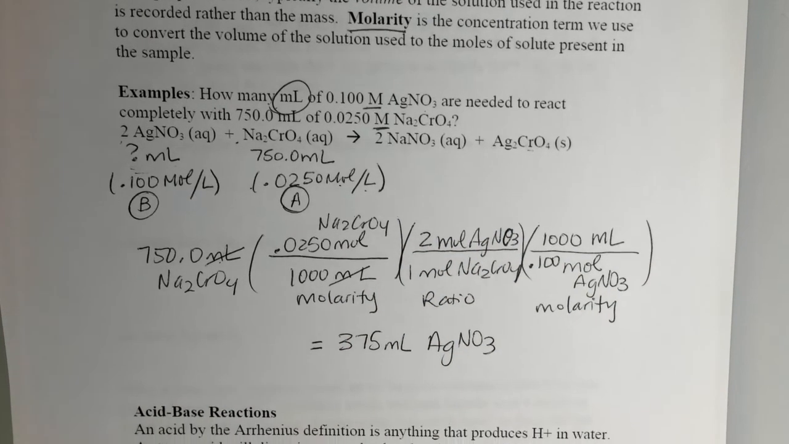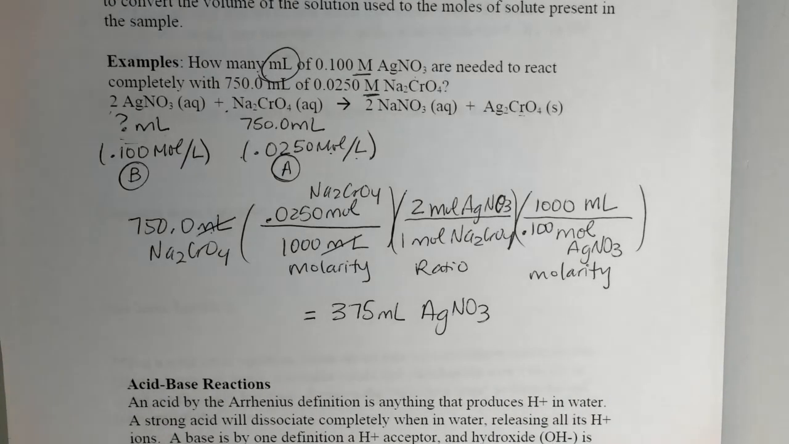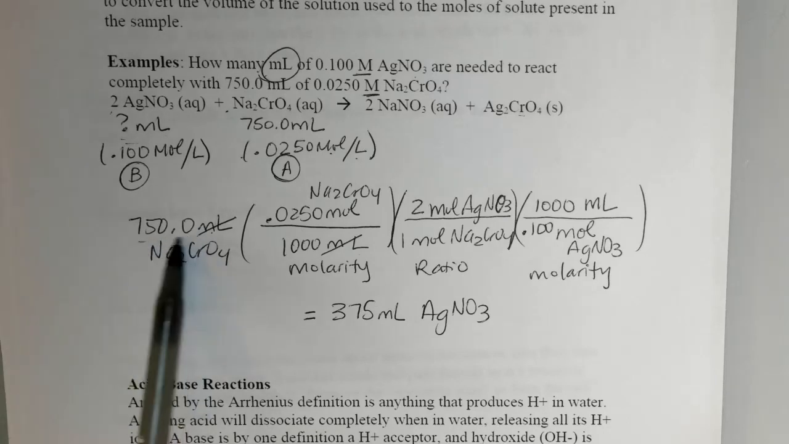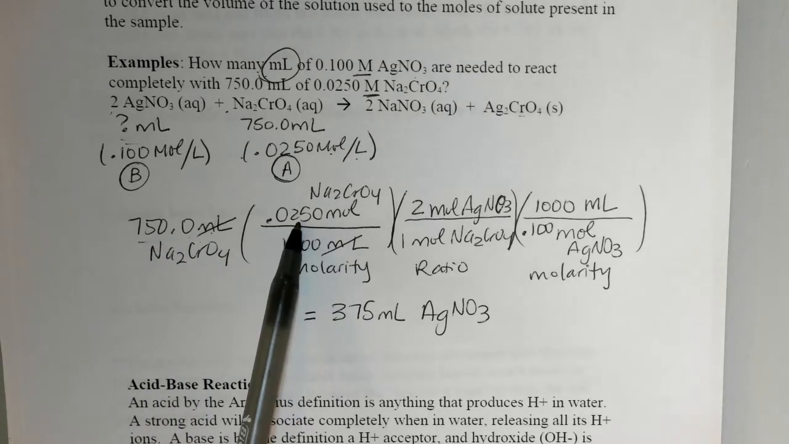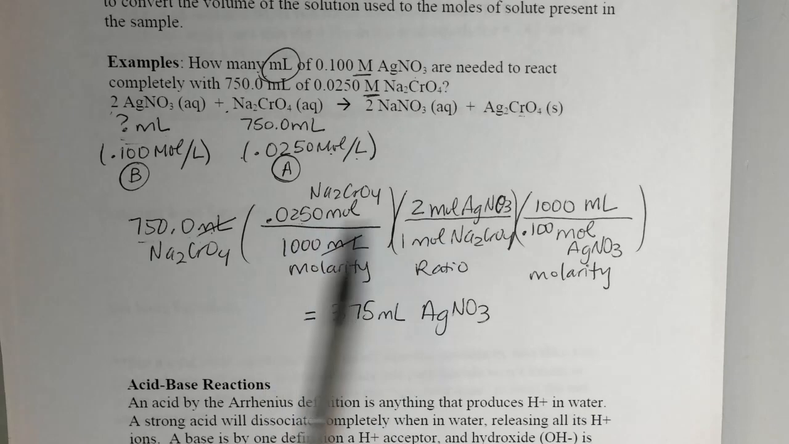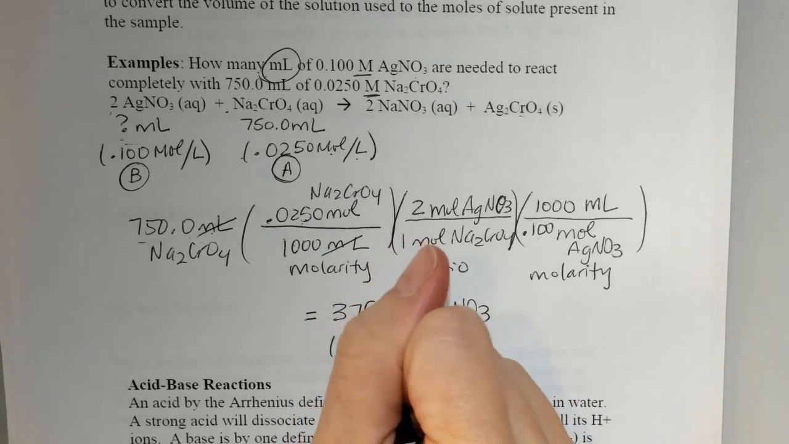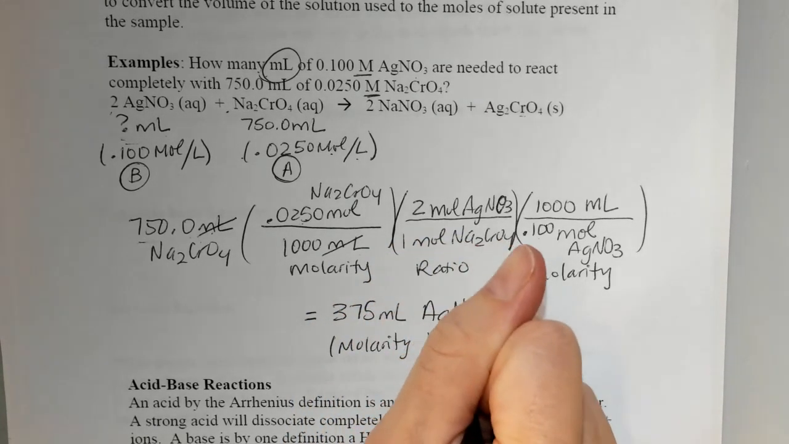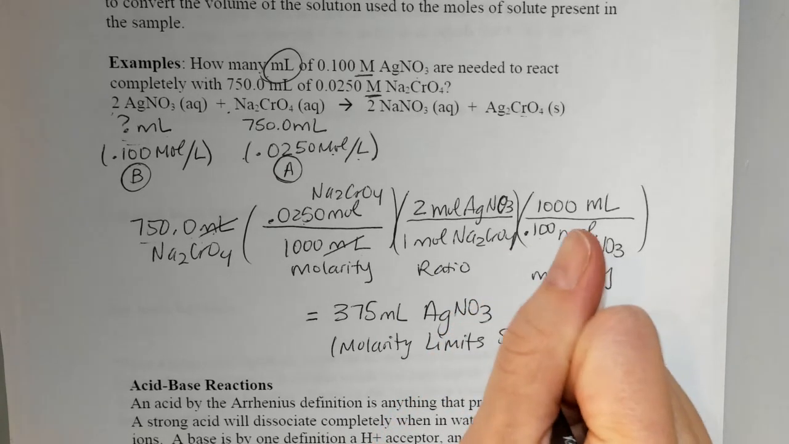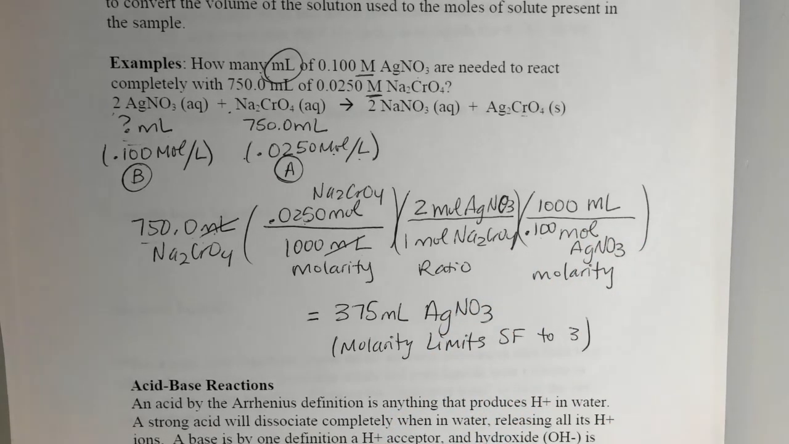So with molarity, you have to be a little bit careful with sig figs. The volume that we started with had 4 sig figs, but both of the molarities only have 3 sig figs. And molarity is a little bit special in terms of the conversion factor. It acts like a measurement that way. You do have to look at that for the significant figures. So the molarity here limits the sig figs to only 3. So that's why we have to stop at 375.